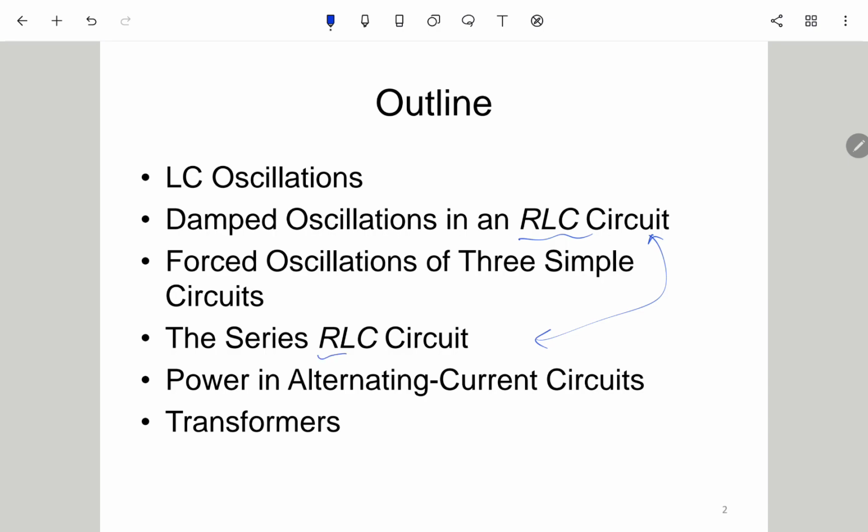And here we talk about an RLC circuit with the AC source, with a sinusoidal source, so it will oscillate. And the final part will be the power in AC circuits, and we also talk about the transformers.